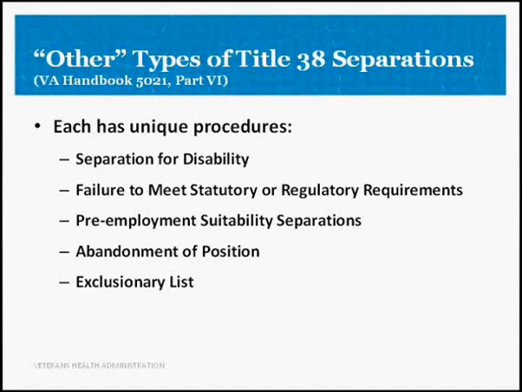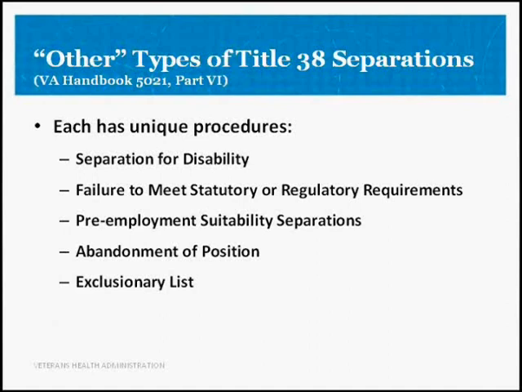The failure to meet statutory and regulatory requirements is probably the one that I encounter the most, and those are people who have only a single license and it either ends up with some sort of a restriction on it or it's suspended or whatever the case might be. They're not meeting our statutory or regulatory requirements for appointment, so they're separated under VA Handbook 5021 Part 6.